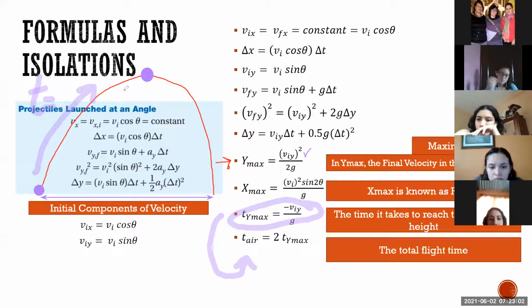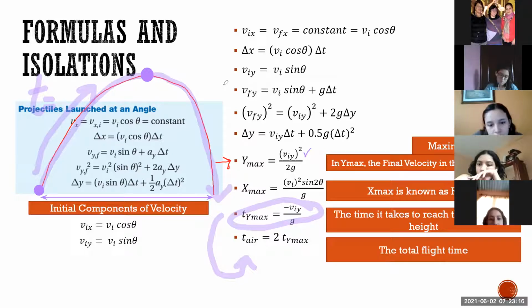So, the time in air will be the time that it takes for the ball from the moment it leaves the ground to the moment it reaches the ground again. So for the full path, the time that it takes for an object to make a full path, it's going to be the time in air.